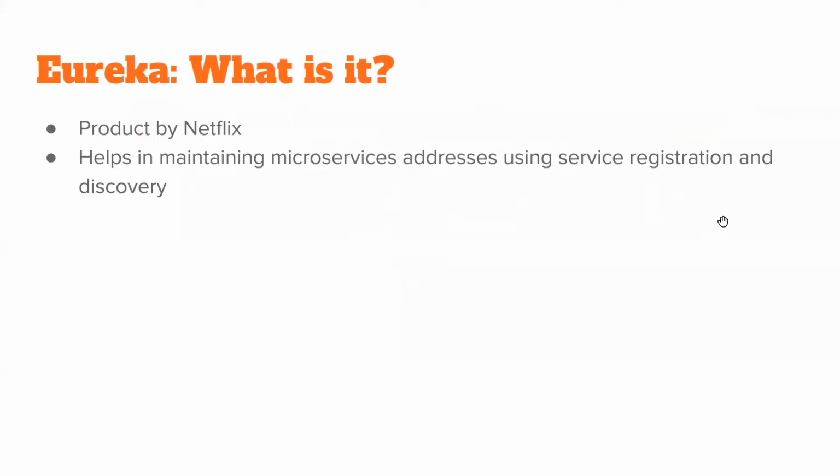So Eureka is a product defined by Netflix, and it is widely used everywhere in microservices, and it helps in maintaining the microservices addresses using service registration and discovery. So whenever one microservice wants to communicate with another microservice, it will contact Eureka and get the address of the other microservice, and then it tries to connect.